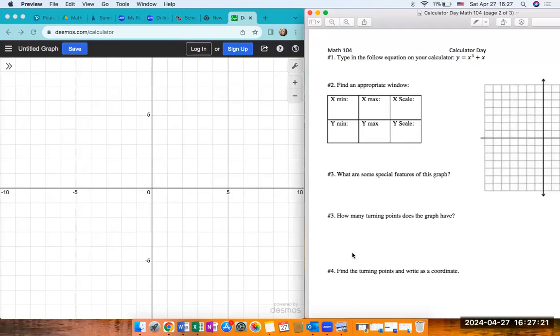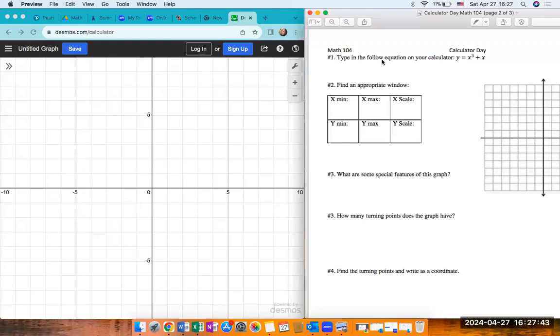Welcome to Math 104 Calculator Day, where we are now working on Desmos, which is one of your options for a graphing calculator this semester. So with Desmos, we are going to just learn a little bit about how to use it. By no means am I an expert. This is just some of the stuff that we have been using so far.